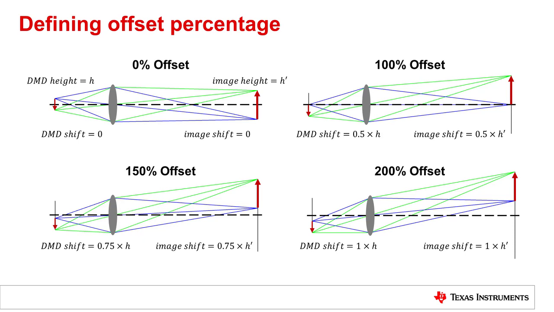It is possible to design systems with greater than 100% offset. For example, shifting the DMD 3/4 of its height would be 150% offset, and shifting the DMD by its full height would be 200% offset. Projectors often have 100 to 130% offset. Offset can exist in both the vertical and horizontal directions, although vertical is far more common in projectors.